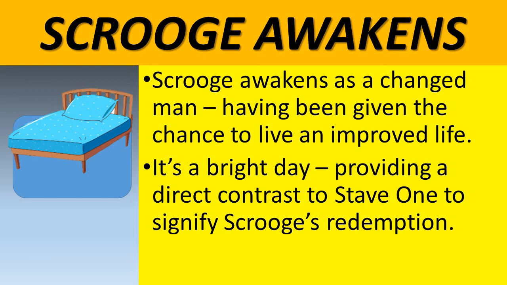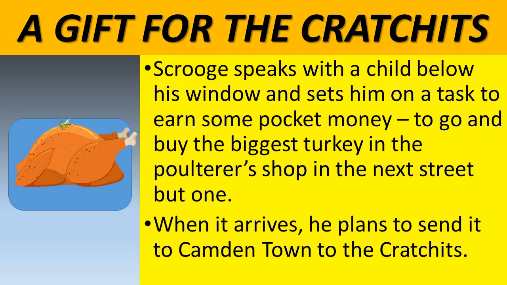He awakens as a changed man, having been given the chance to live an improved life. And it's a bright day, providing a direct contrast to Stave 1 to signify Scrooge's redemption. And then he comes up with a great idea, and he speaks from the window to a child and sets him on a task to earn him some pocket money to go and buy the biggest turkey in the poulterer's shop in the next street but one. When it arrives, he plans to send it secretly to the Cratchits who live in Camden Town nearby.